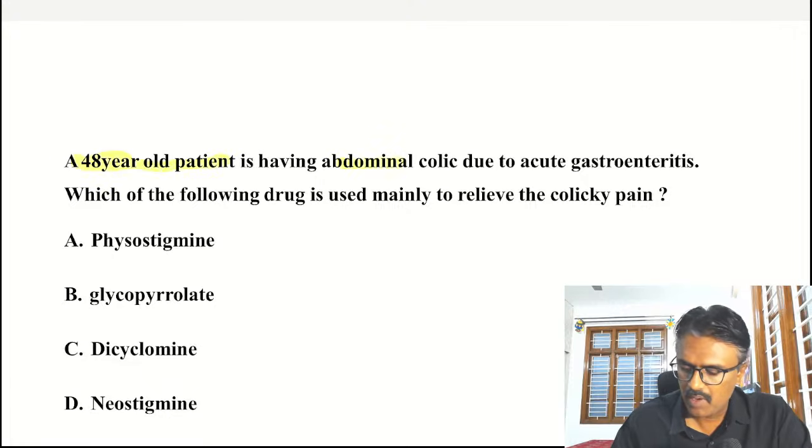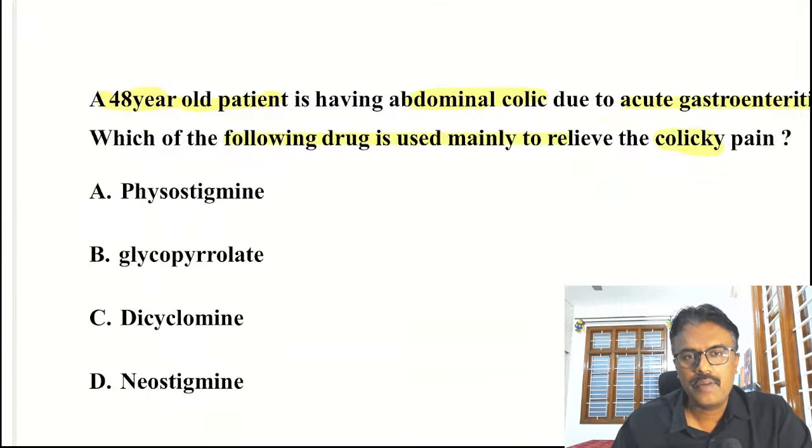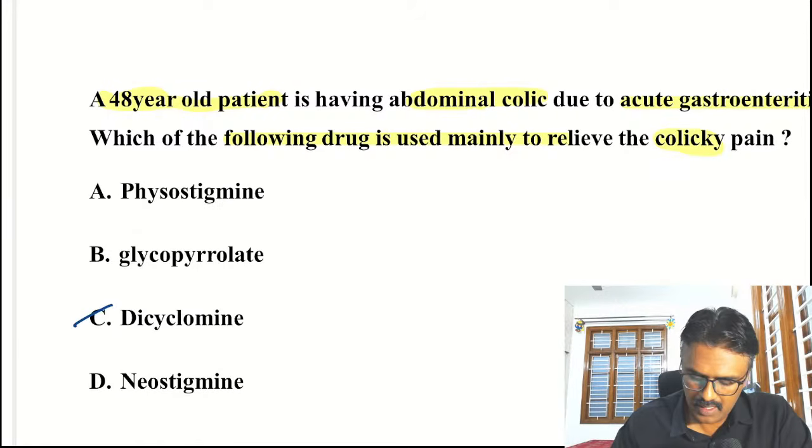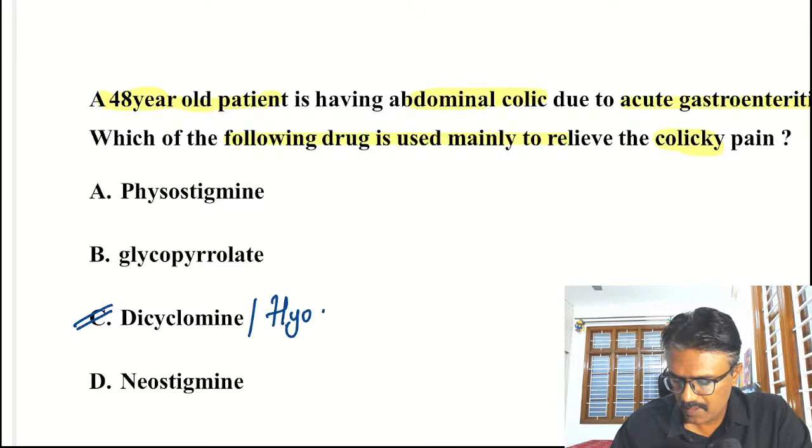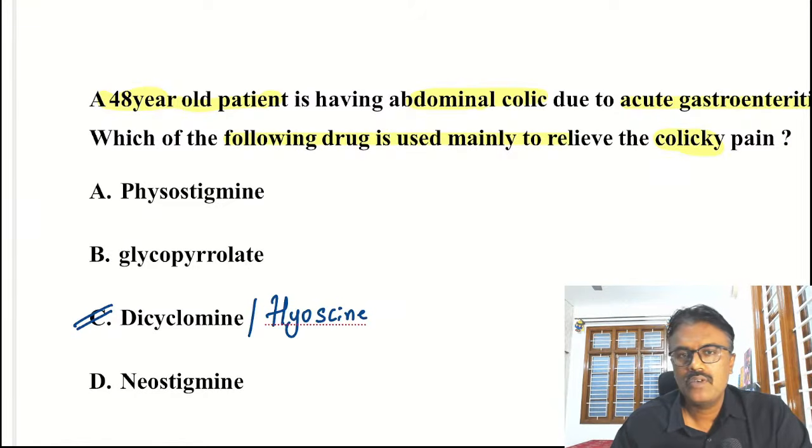A 48-year-old patient is having abdominal colic, abdominal pain due to acute gastroenteritis. Which of the following drugs is used mainly to relieve the colicky pain? We have physostigmine, glycopyrrolate, dicyclomine, neostigmine. Tell me the answer. Yes. The answer is dicyclomine, or you can use another drug by the name hyoscine. So these two drugs are very commonly given in colicky pain.